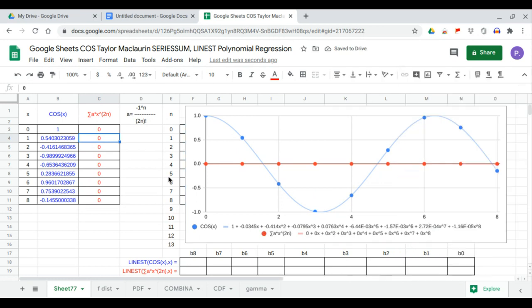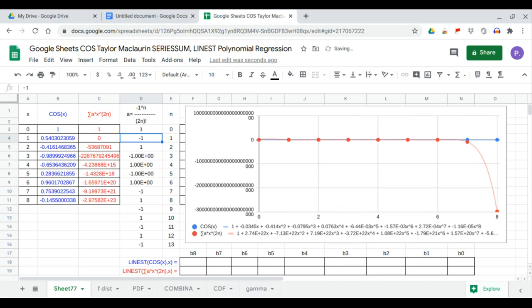Now that we have the equation, we can continue working on the coefficient, which is equal to array formula. Let's start with the numerator, minus 1 to the power n. That's the numerator. Then we continue with the denominator. So divided by factorial 2 times n.